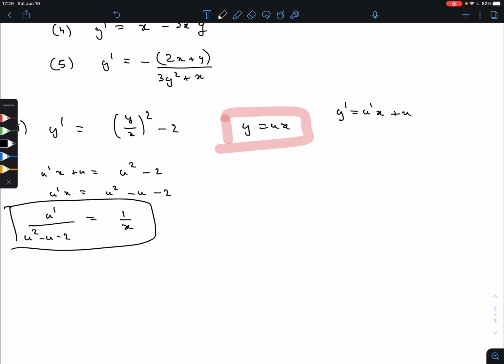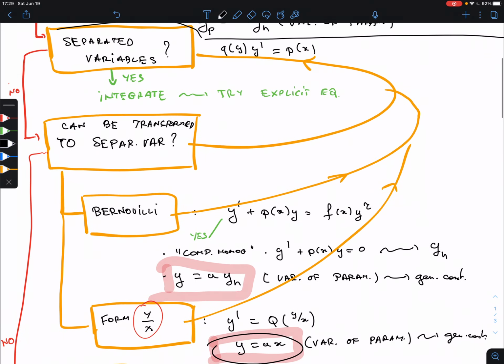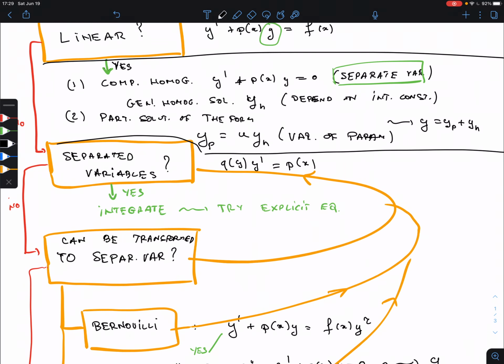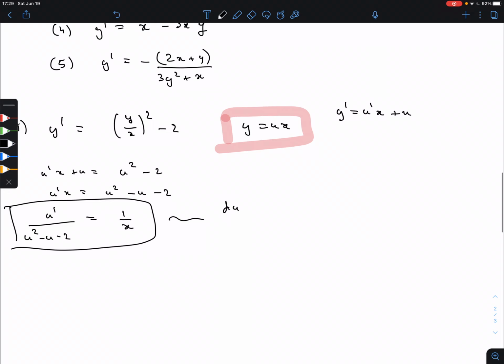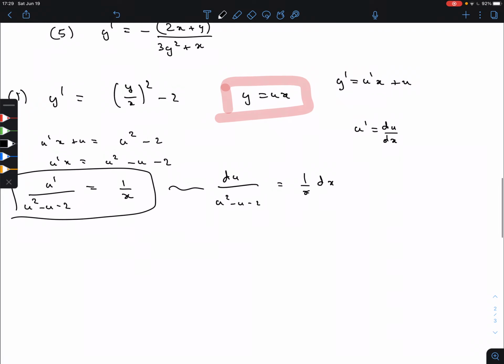So let's look at what we need to do. If the variables are separated, we just integrate. I prefer to write it always this way. I hope you remember that we're using that u prime is du dx, and then multiply the dx to the other side. So we have to integrate this, and we have to integrate this. This one is easy. That is ln of x plus a constant. In this case we have to keep the constant.